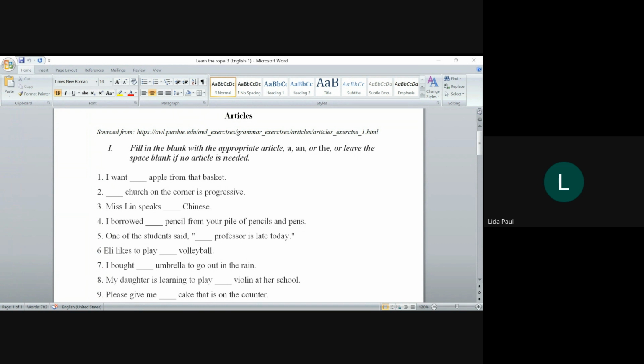Okay. Now, the seventh one here: I bought dash umbrella to go out in the rain. Easy. You'll use an, right? Because umbrella begins with a vowel sound, so you have to use an. Vowel sounds will always take an, from a and an. That rule will apply here.